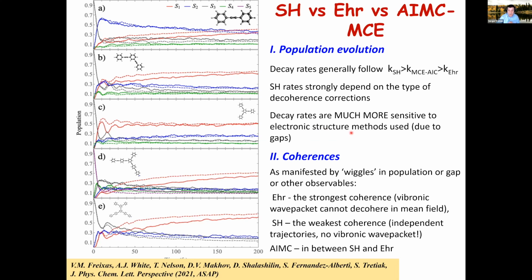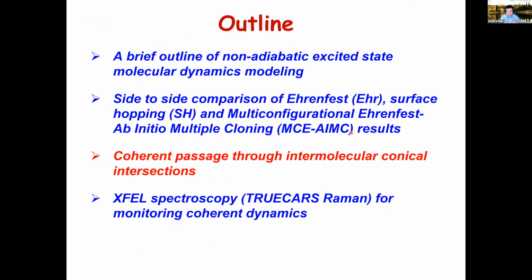However, if you would like to look at the coherences, as we have been discussing in this session, then both Ehrenfest and surface hopping are inadequate methods. And I will not go into the theory behind that. Instead, you need to use something like a controllable approximation, such as ab initio multiple cloning. That's it. And with that, let's jump directly into the description and various applications.